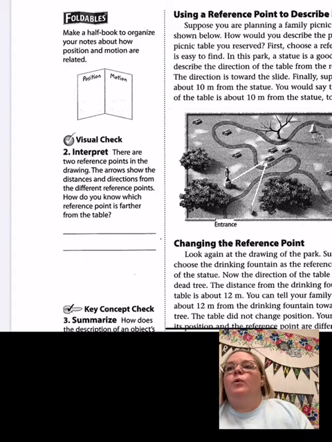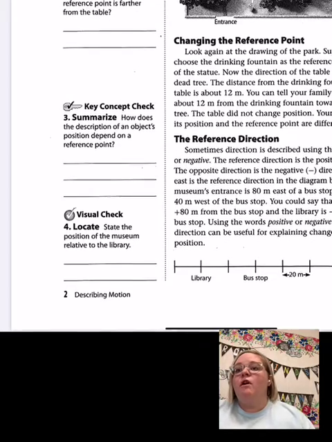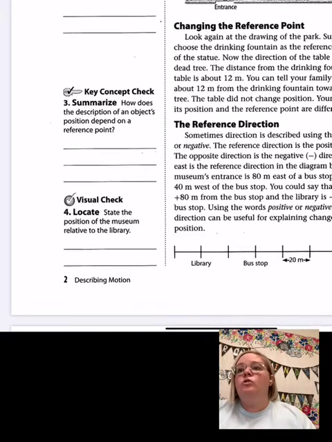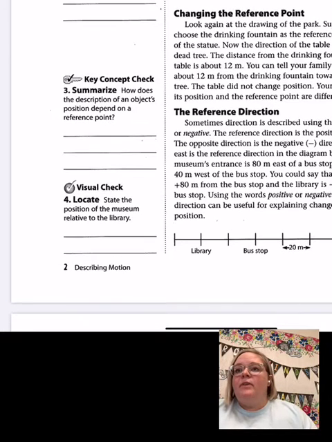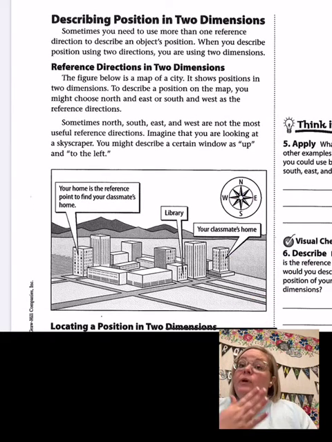Using a reference point to describe position. A reference point could be anything. You could say, I'm sitting 2 meters away from the trash can. The reference point can be literally anything, and it can change. You could change your reference point, like the example they've given you about the park. So maybe you change from the drinking fountain and then you describe your position.